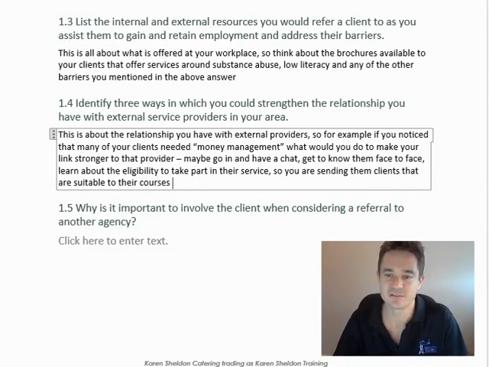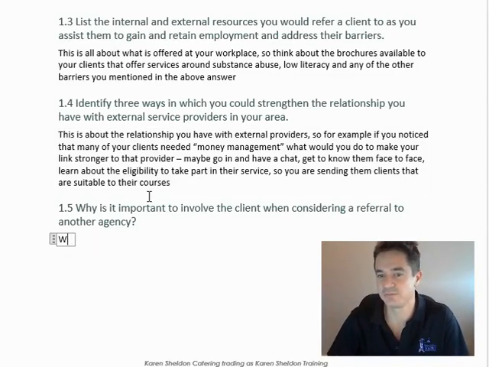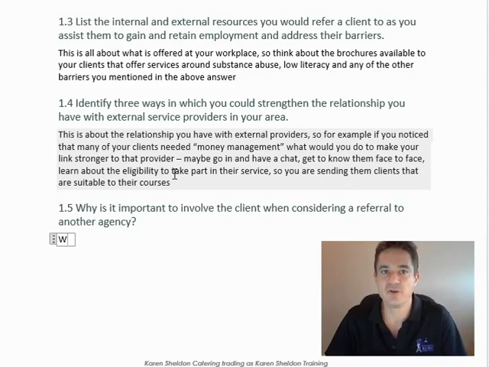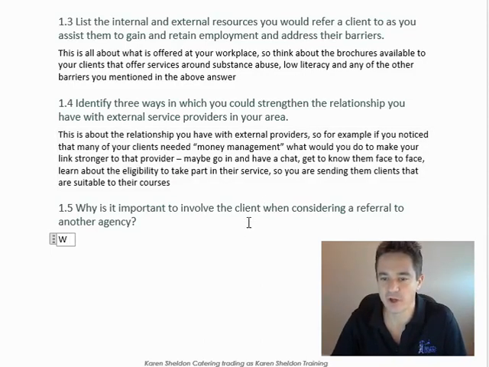So just some more examples of how you could get a better relationship and how you would communicate with them, whether it's email or phone and so on. Just give some examples like that. Why is it important to involve the client when considering a referral to another agency?